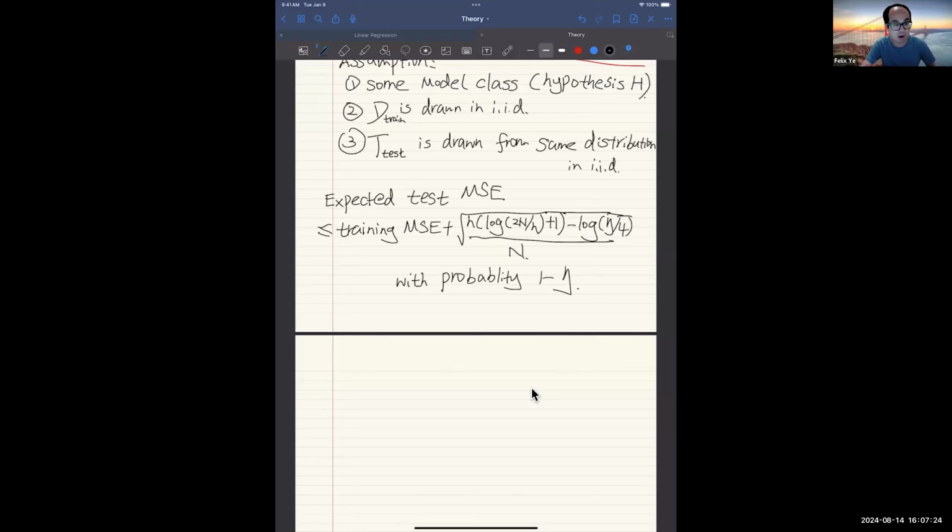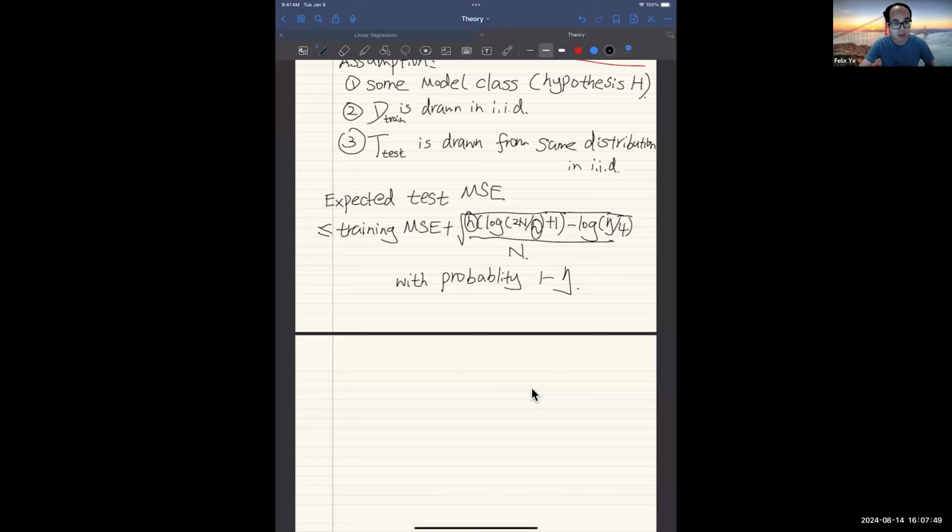But the issue is this bound is quite loose. It just gives you some insight. In practice, it's not really helpful. It just gives you some idea of what kind of things you are working with. Also, in general, this H is nearly impossible to estimate if you are given a model class. But this can give you some insight on your models.